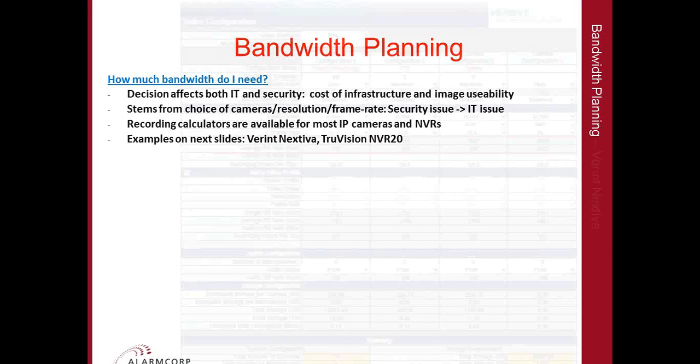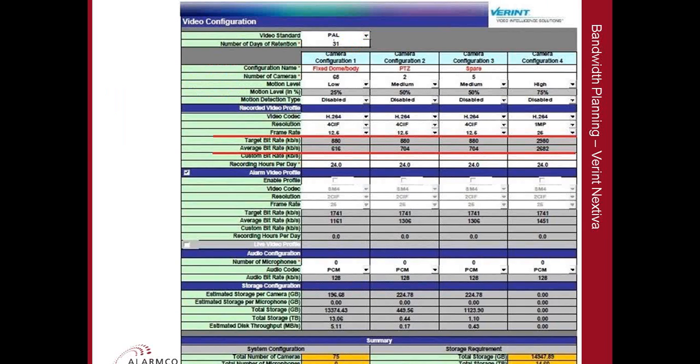And we see here that if we have a fixed dome or body camera, we're running it at 4 CIF, and we're running it at 12.5 images per second, then our typical bit rate is going to be at around the 616 to 880 kilobits per second, which we can see there in the first column between the red lines.